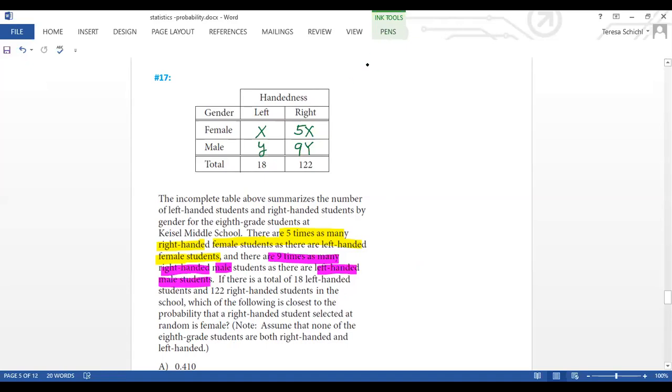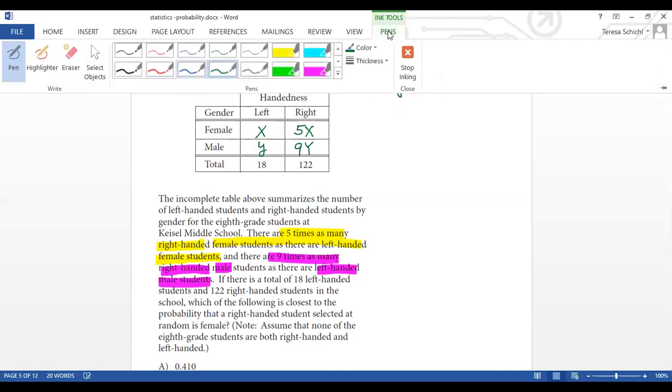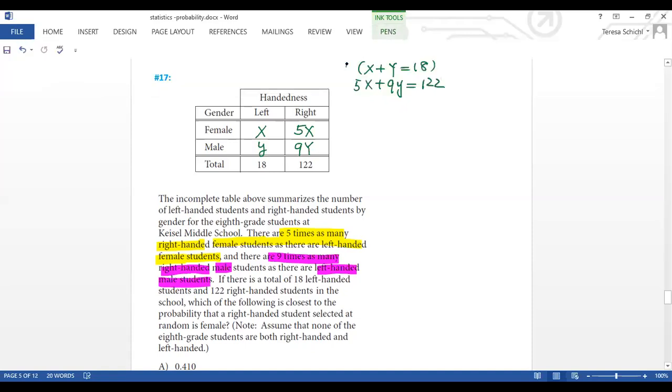Now I know that X plus Y equals 18. Then I have 5X plus 9Y equals 122. So let's do the system of equations. The first one, let me multiply by 5. You multiply by 5 on both sides, so this is 5X plus 5Y equals what?